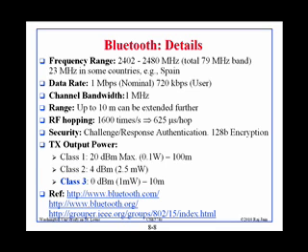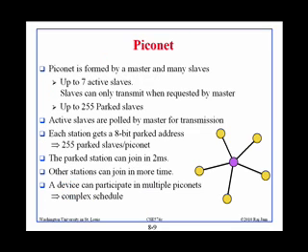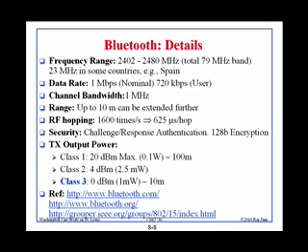Channel bandwidth is 1 megahertz. Up to 10 meters can be extended. So basically it goes up to 10 meters, and you can go longer with higher power. With normal power, it is 10 meters. As I said, it is frequency hopping 1600 times per second. So it remains at one frequency for 625 microseconds, then hops to the next frequency and then hops to the next frequency.